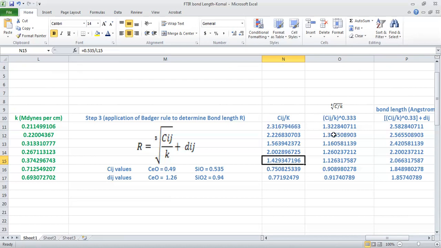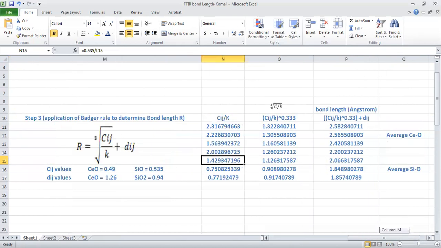So now you can just put the values and take the power of 1 over 3, or I have divided 1 by 3 over here, and you can just take the power of 0.33, and you will get the same answer. Now what is the next step? You have calculated this one, and you are just adding the value of Dij to these calculations. So the Dij values are given over here. Let's suppose for the first case, this is the value we have calculated over here. Now just add 1.26, which is the value for the cerium oxide, and you have to do the same for the three functional groups, 1.26. Now for the silicon oxide the value is 0.94, which is over here. And now this is the bond length you have calculated. This will directly give the value in angstrom.